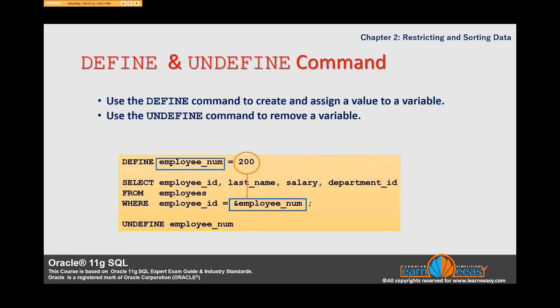DEFINE and UNDEFINE commands. The example shown creates a substitution variable for an employee number by using the DEFINE command. At runtime, this displays the employee number, name, salary, and department number for that employee. Because the variable is created using the DEFINE command, the user is not prompted to enter a value for the employee number. Instead, the defined variable value is automatically substituted in the SELECT statement. The employee_number substitution variable is present in the session until the user undefines it or exits the SQL session. Syntax: UNDEFINE column_name.